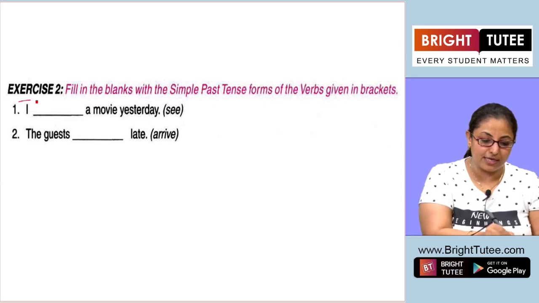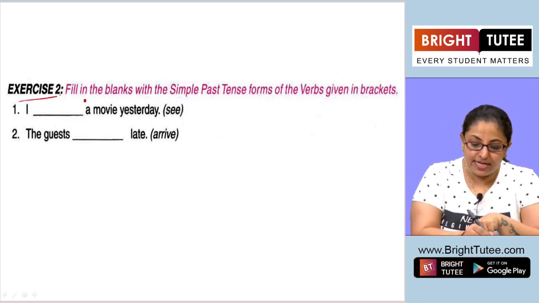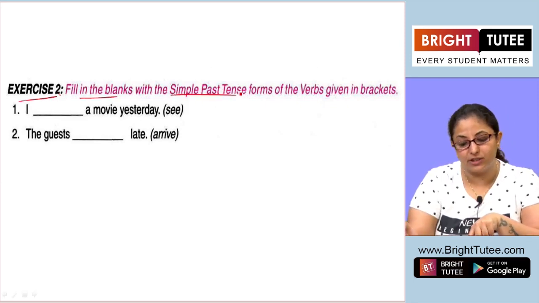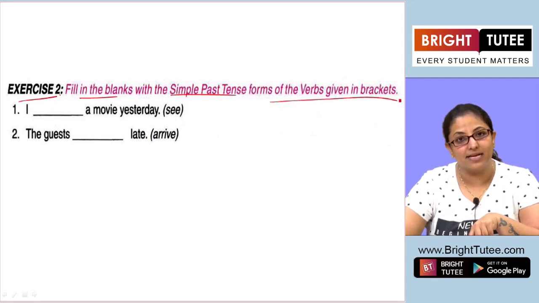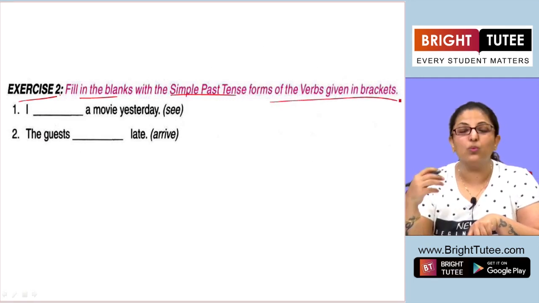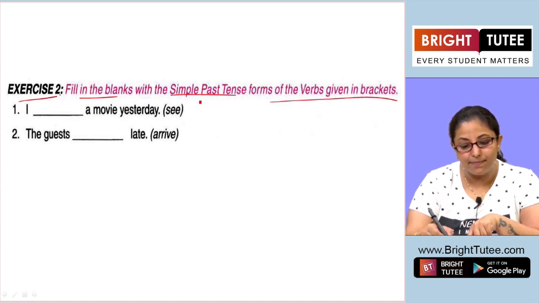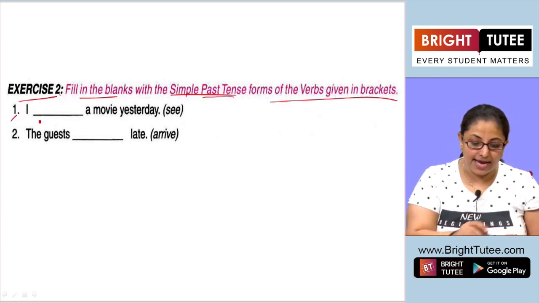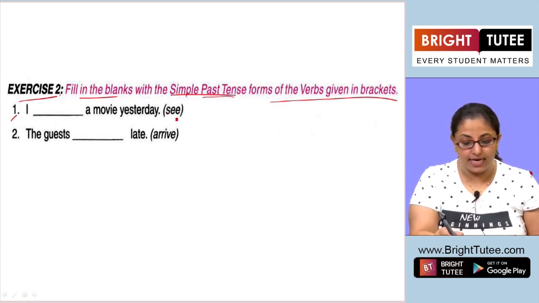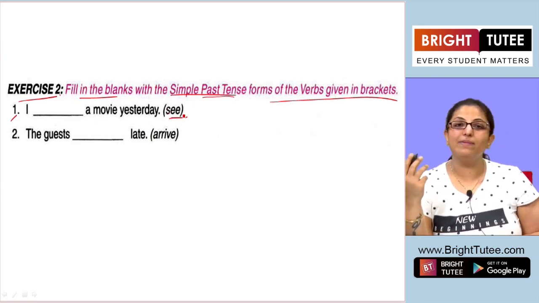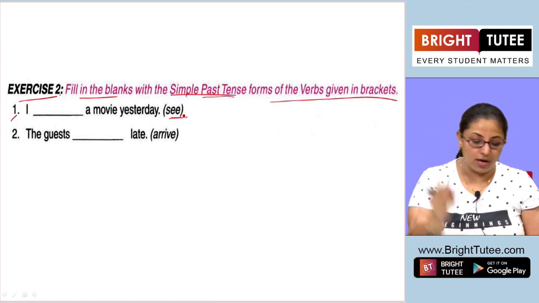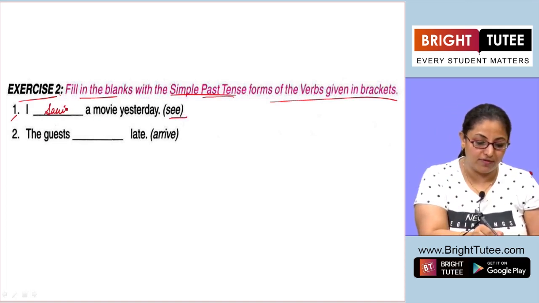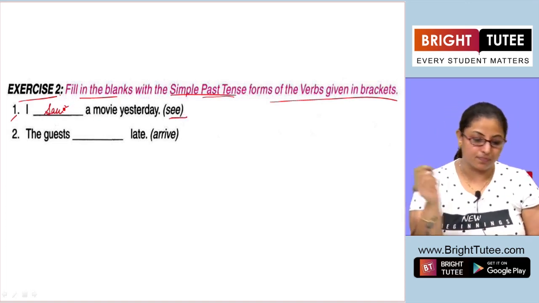Coming to exercise number 2. Fill in the blanks with the simple past tense forms of the verbs given in the brackets. Now, in this exercise, we have to fill up the blanks with the simple past tense form of the verbs. First one, I dash a movie yesterday. The verb is see. So, what will be the simple past tense? Saw. I saw a movie yesterday.